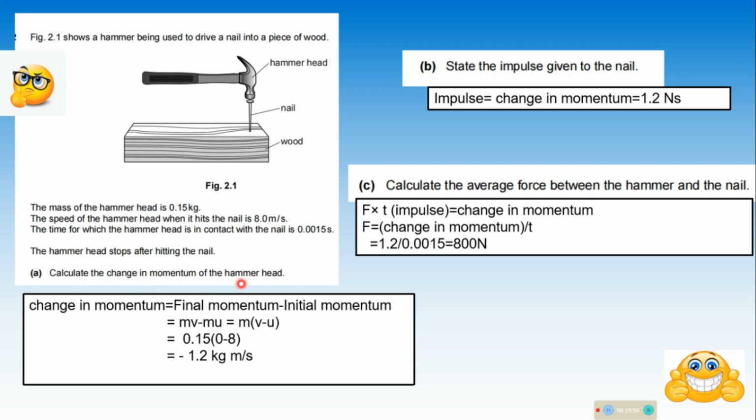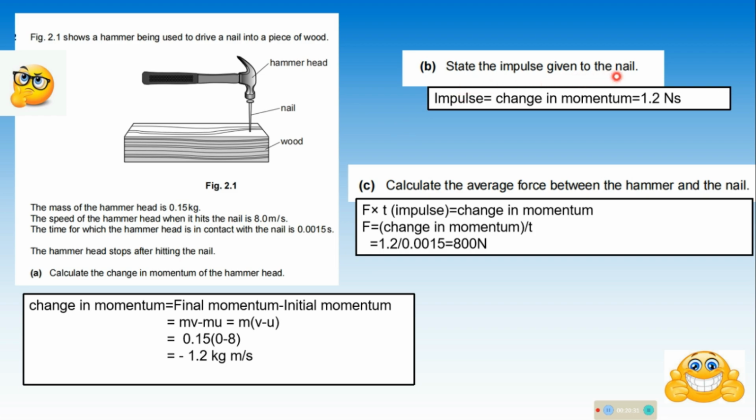Calculate the change in momentum of the hammerhead. So change in momentum is final momentum minus initial momentum. Final momentum is mass multiplied by final velocity. Initial momentum is mass multiplied by initial velocity. Final velocity was 0 because it stops, and initial velocity was 8 meter per second. Mass of hammerhead is 0.15. So it is m times v minus u. Mass is 0.15. Change in velocity 0 minus 8, which gives minus 1.2 kilogram meter per second.